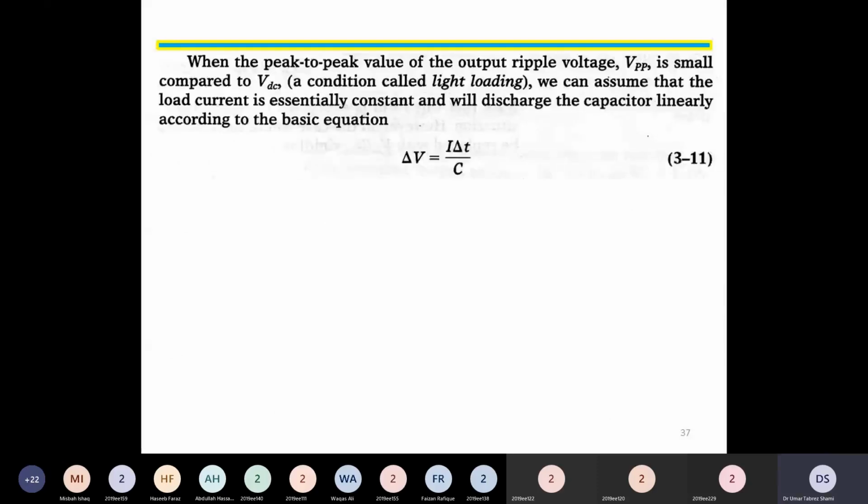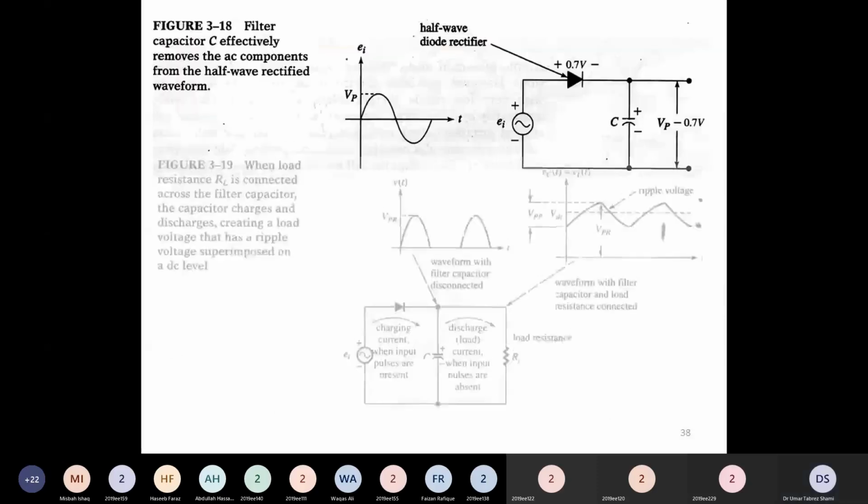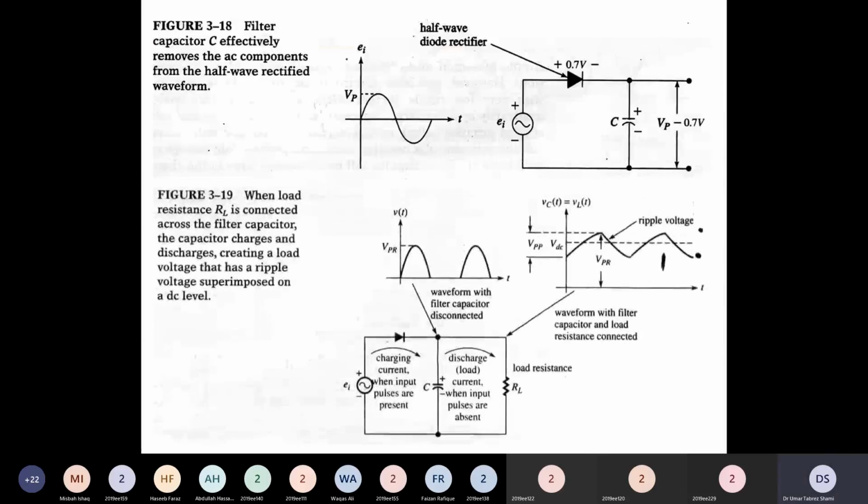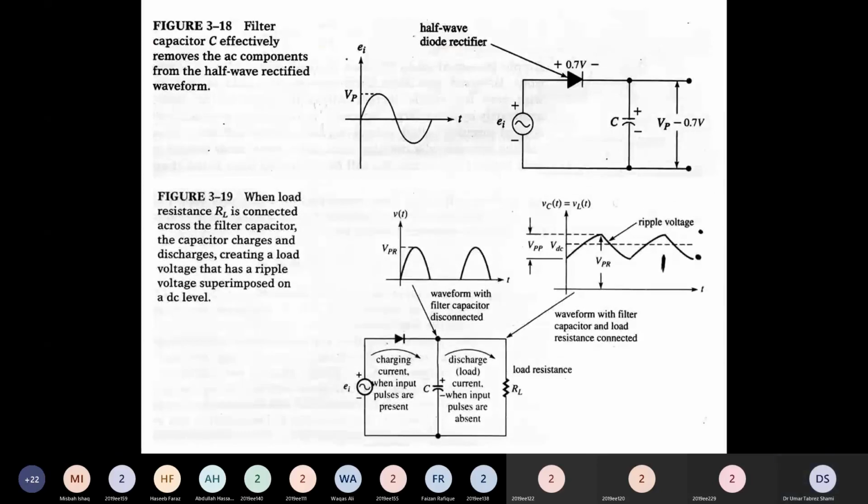So here we have figure 3.19, and here we have the performance of our power supply with the filter capacitor. This is the input voltage, the diode, and the capacitor. Before the capacitor, the input voltage will have looked like this: a positive sine wave, then zero, then another positive sine wave, then zero.